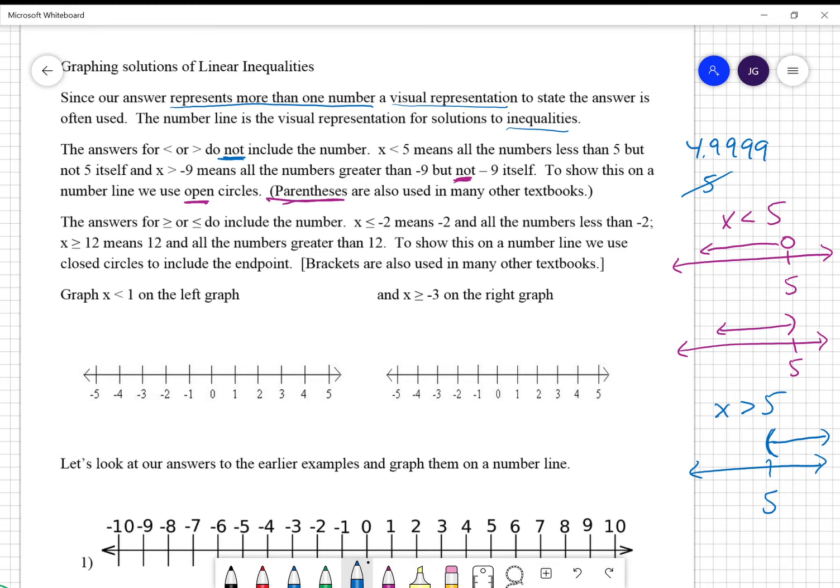If we have greater than or equal to or less than or equal to, they do include the number. So X is less than or equal to negative 2 means negative 2 and all numbers less than negative 2. So negative 2 can be the answer. If I were to graph that, I would use a closed circle to indicate I'm using that point. Instead of parentheses, it would be a bracket, which is the square. Actually, I've got the bracket drawn right there.